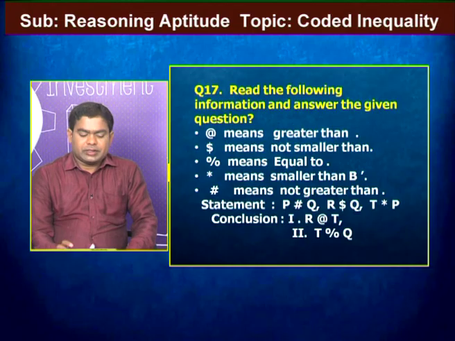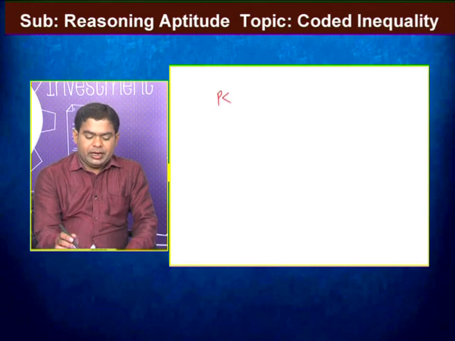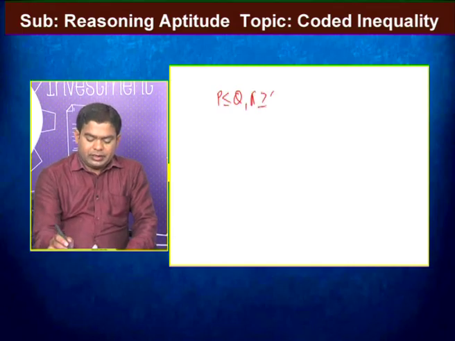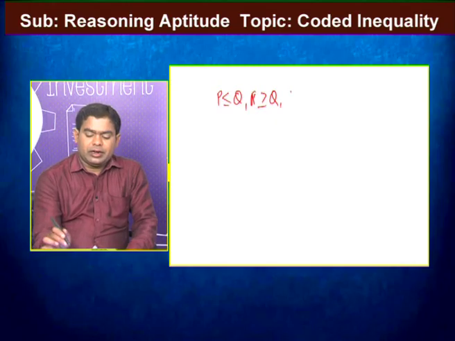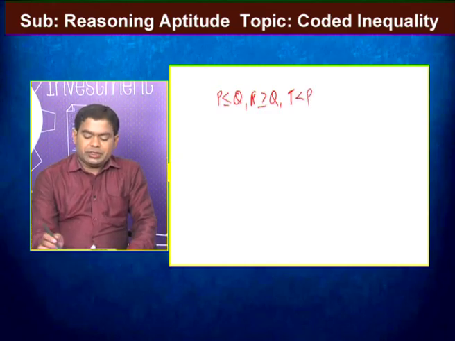Here the question is P hash Q. In our question, hash is denoted as less than or equal to, that means P less than or equal to Q. In the statement R dollar Q, dollar means R greater than or equal to Q. And the statement is T star P. In our question, star is denoted as less than, that means T less than P. This is the statement.